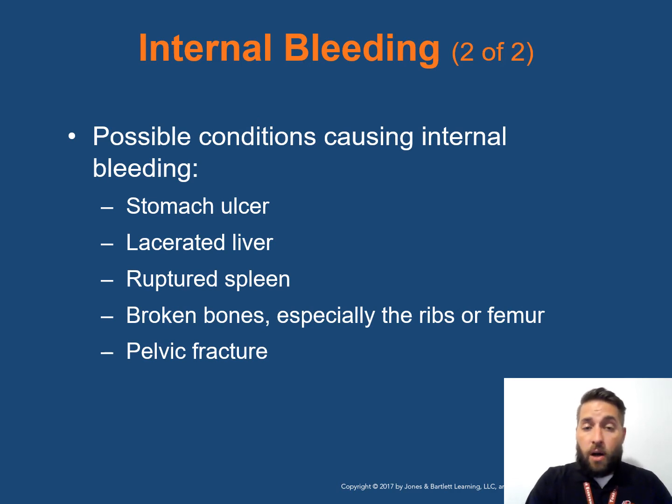Some other things that can cause internal bleeding: a stomach ulcer, as I said before, talking about GI ulcers. Ulcer is a sore, if you will, for those with the medical terms. It can be severe, or it can be almost benign in a way, but it still causes pain and it could bleed. Lacerated liver, as I said, very highly vascular. Also, spleen likewise. Broken bones also can bleed quite a lot, especially the femur. And then you have pelvic fractures, which can cause significant bleeding.